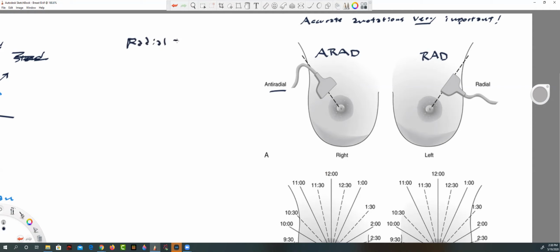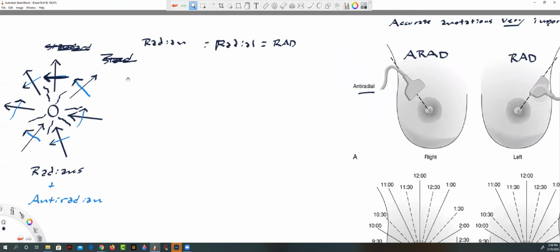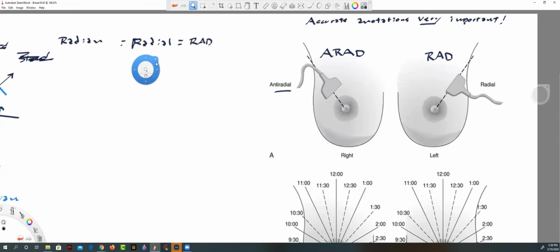Radial and short rad. Actually, it's over here. So radiant, what terminology was I using? Radians. This is really a mathematical term, right? Radian.